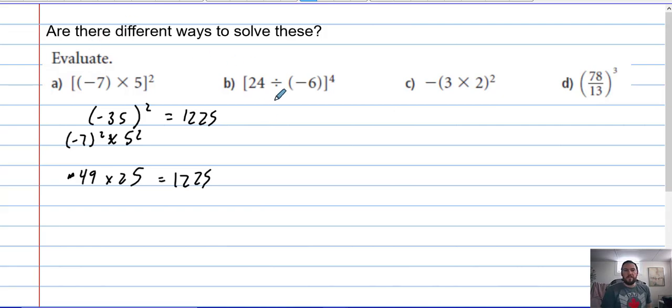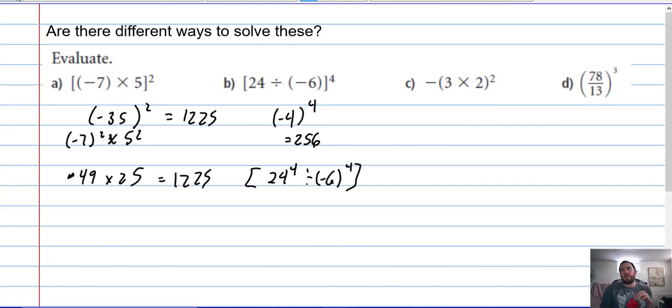Part B, again, maybe it's easier to simplify this first, because 24 divided by negative 6 is negative 4, and we put that to the power 4. So negative 4 to the power 4 is 256. Or maybe you can do 24 to the power 4 and divide that by negative 6 to the power 4. So you could write this as the expanded power inside of your quotient.